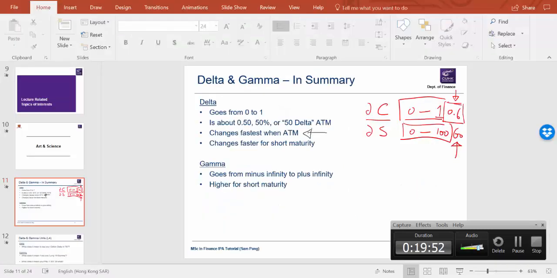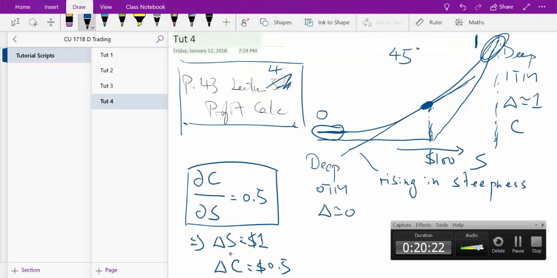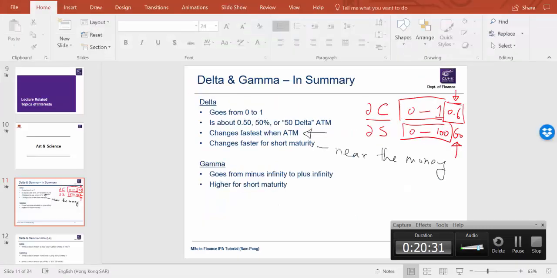Now the other point I'm saying is it changes faster for short maturity, especially when you are near the money. Near the money is not a term that you often find. Near the money just means you are basically near the strike. So near the money is somewhere around here, okay? Either you are a little bit in the money or a little bit out of the money. Now, I say here, it changes faster for short maturities.